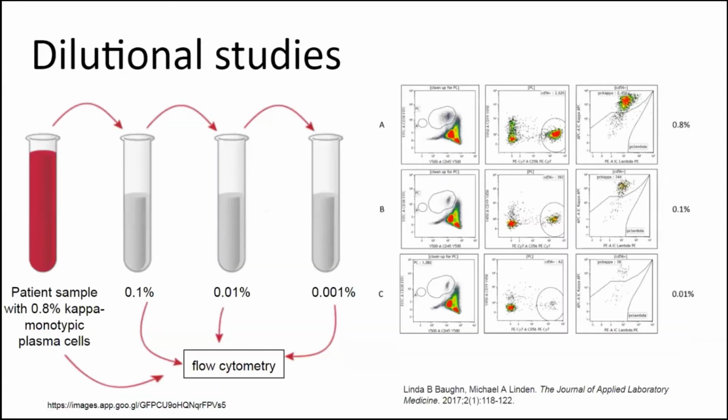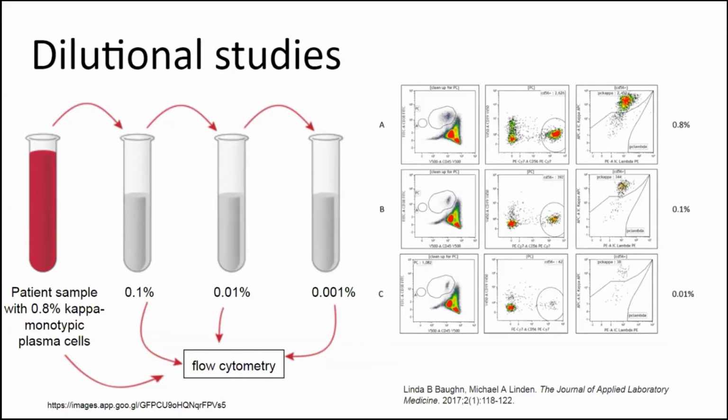So let's take a quick aside and discuss dilutional studies and how to validate a lower limit. As an example, let's say we have a patient sample that we know has 0.8% kappa-monotypic plasma cells. We can then make a series of dilutions and perform flow cytometry on all of them. The results may look like this. With a neat sample, the neoplastic samples are detected at 0.8%. They could also be detected reliably at 0.1% and 0.01%.